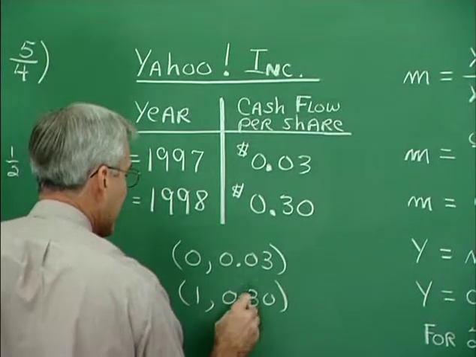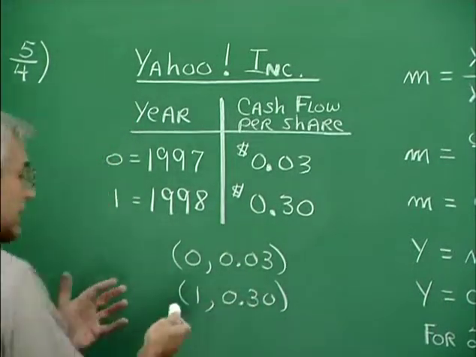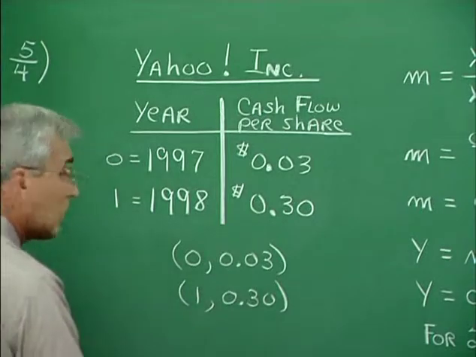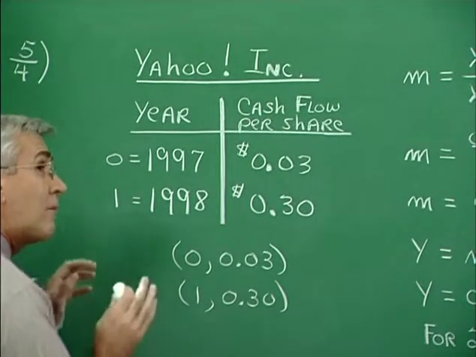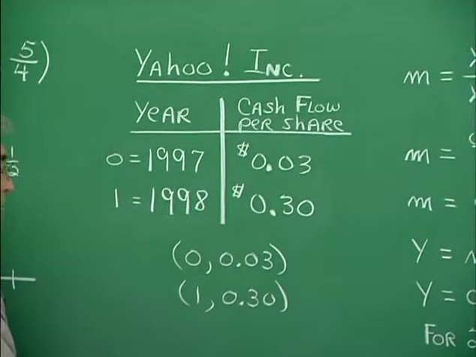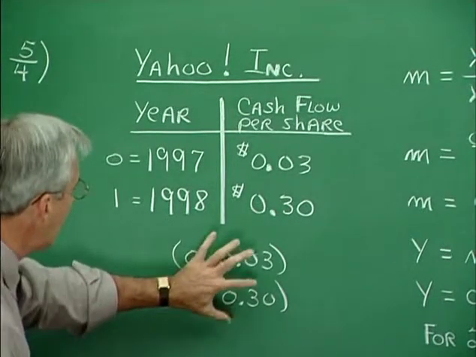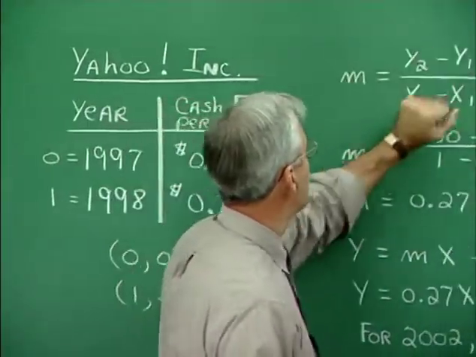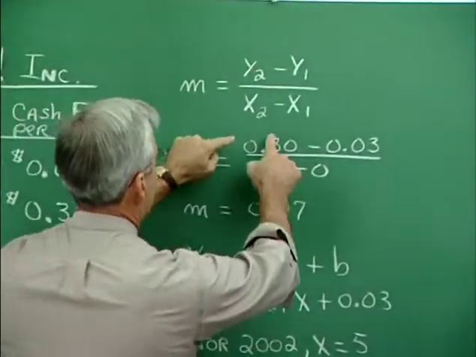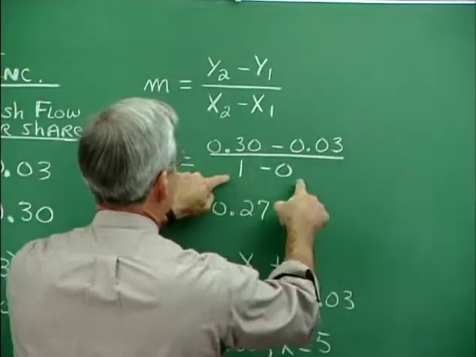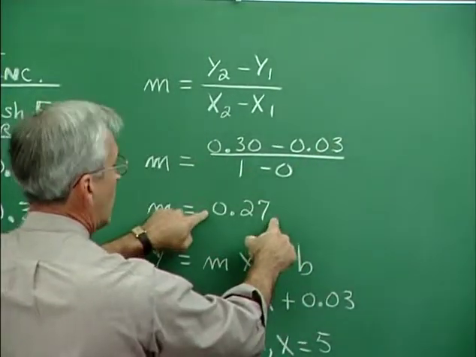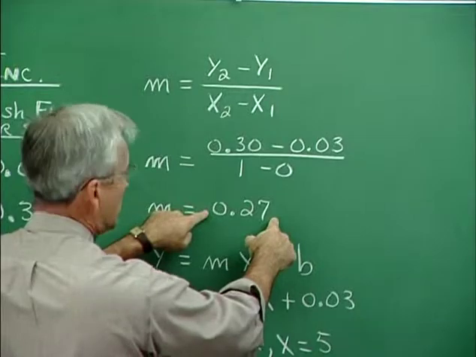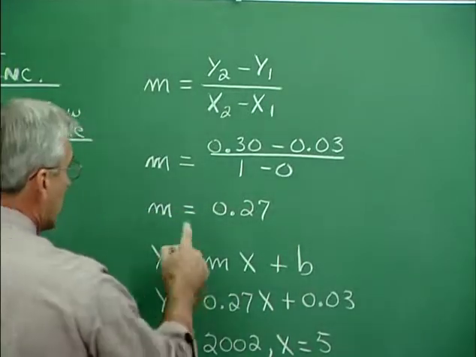All right, now we have a couple of points, and we can think about plotting those points on a coordinate plane if we want to. We can establish the slope associated with these two. And all of that is possible right here. Now let's calculate the slope. We have difference in y's over difference in x's. We have 30 cents minus 3 cents, and then 1 minus 0. So we have 27 cents over 1, or simply 27 cents. So the slope is 27.